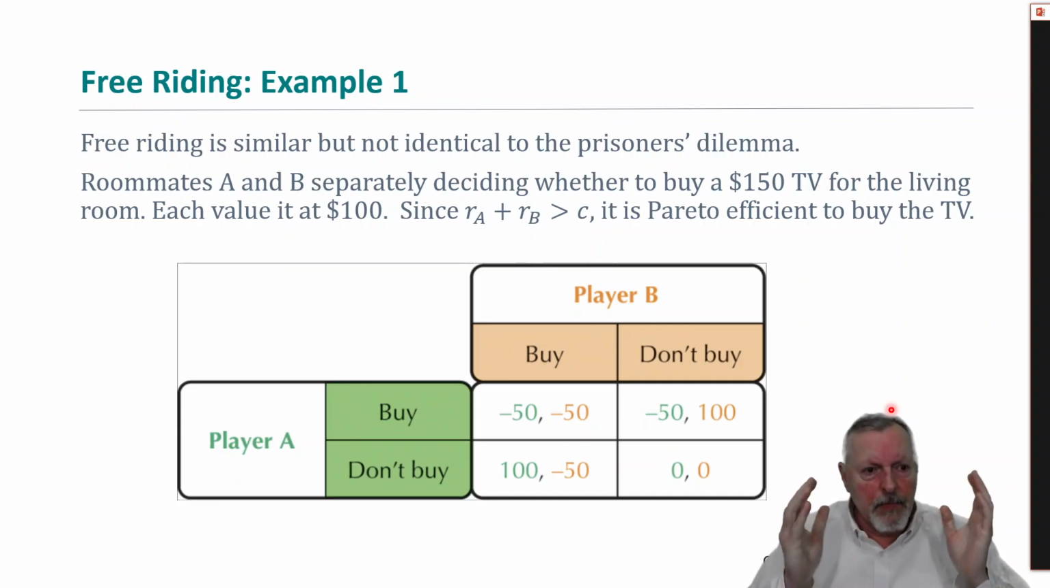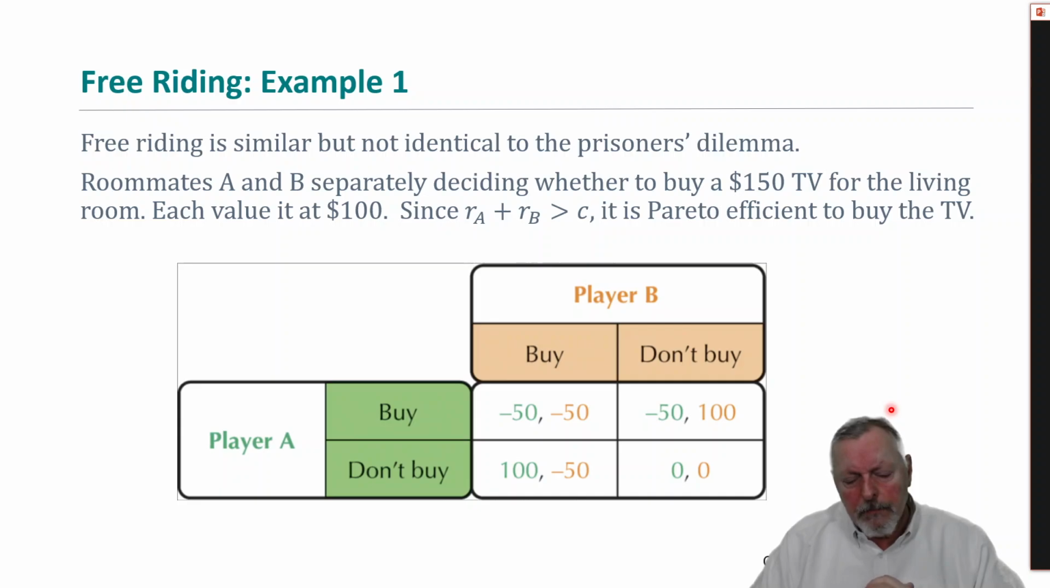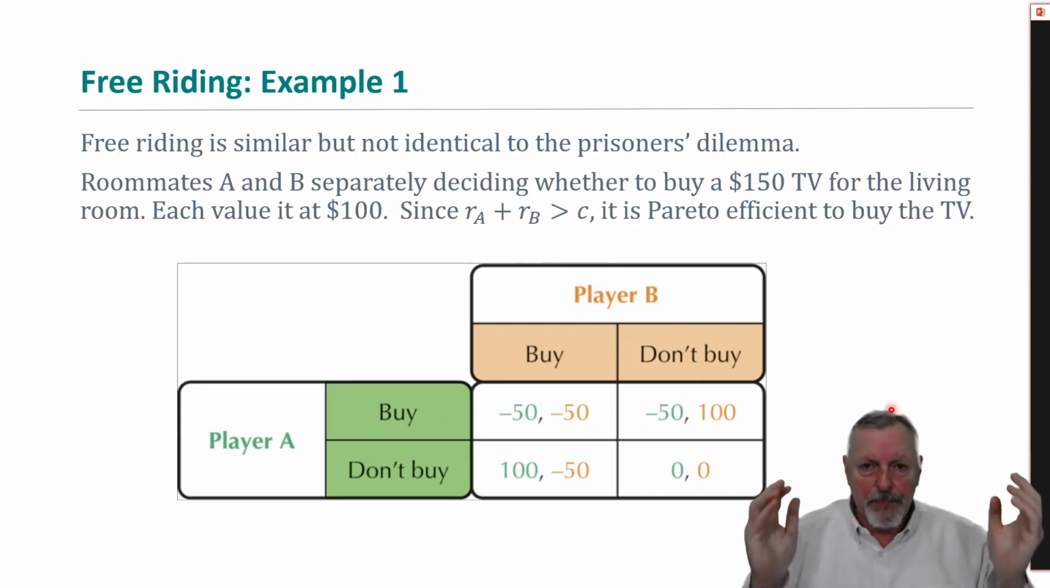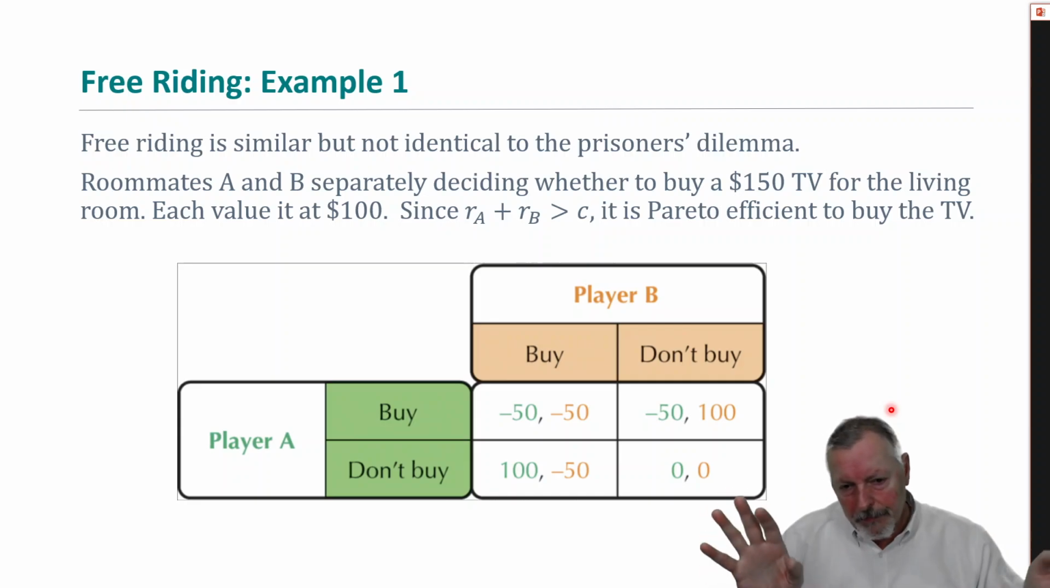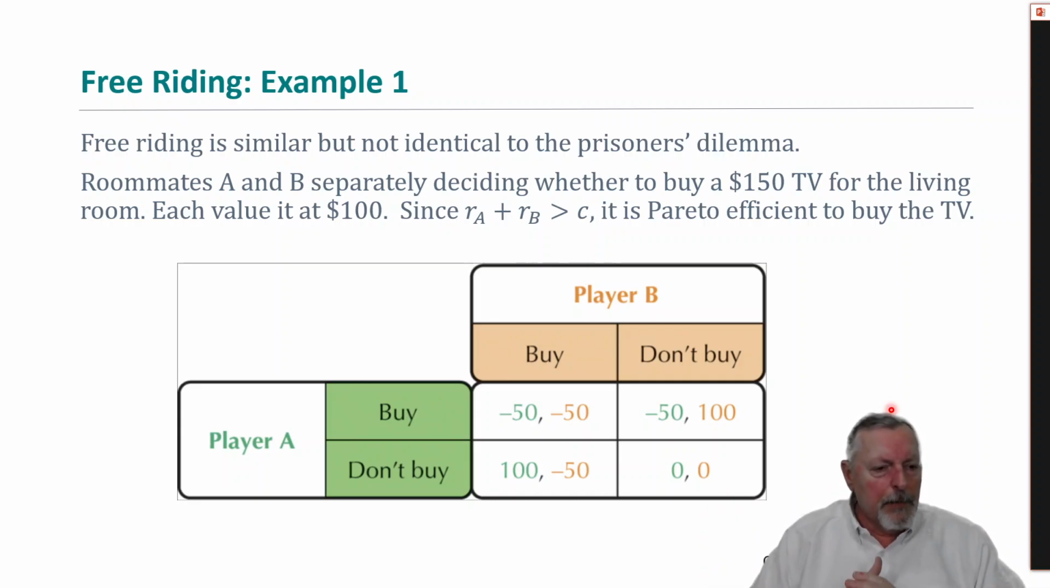Now, in this apartment, the TV has to go in the living room for whatever reason. There's no way one roommate can stop the other from watching. Let's assume there's only one channel. The TV costs $150.